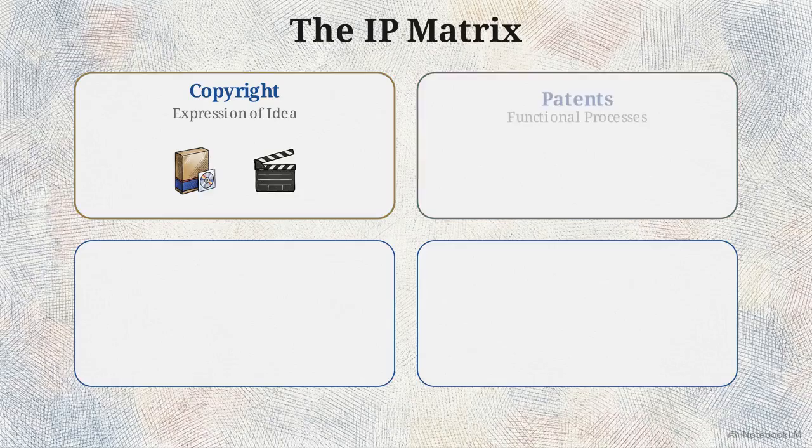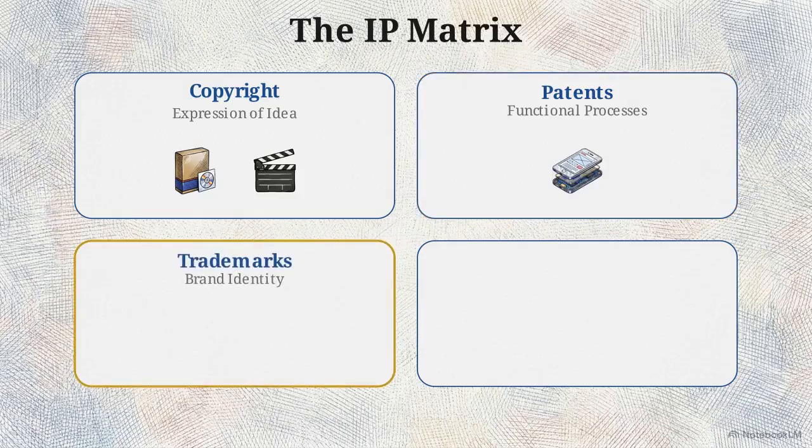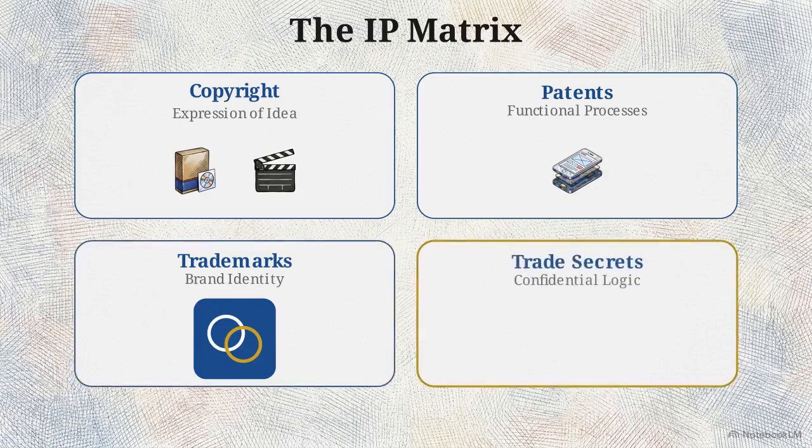Patents protect functional inventions and specific processes. Hardware manufacturers rely on these to secure the exact methods they use to integrate their hardware with software interfaces. Trademarks serve as a legal shield for brand identity. They maintain consumer trust and distinguish legitimate services from imposters within a digital space. Trade secrets protect confidential business logic. Unlike the other categories, this protection is entirely dependent on keeping the information hidden from public view.